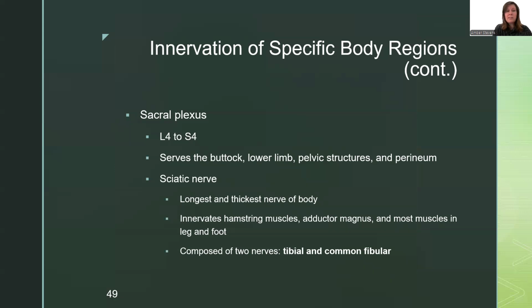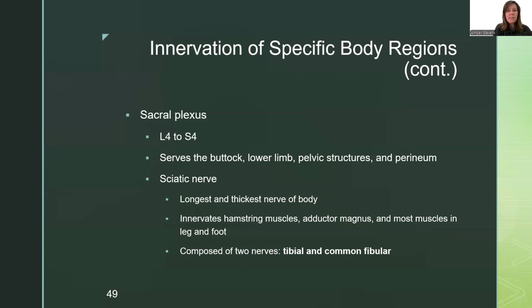Okay, here we're going to talk about the sacral plexus. It is coming from spinal nerves L4 to S4. It again innervates the buttocks and lower limbs, pelvic structures, and the perineum. The most important nerve of this plexus is the sciatic nerve. It is the longest and thickest nerve in the body. It innervates the hamstrings, most of the leg muscles, and foot muscles.